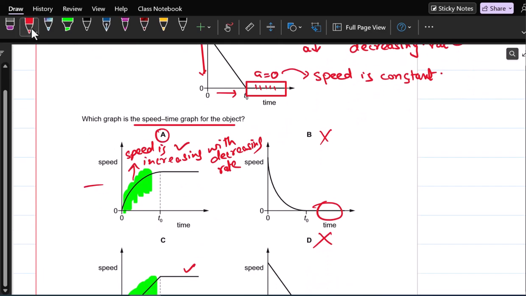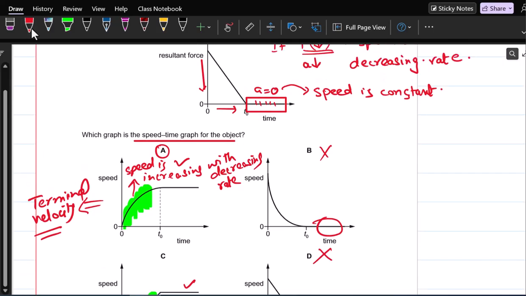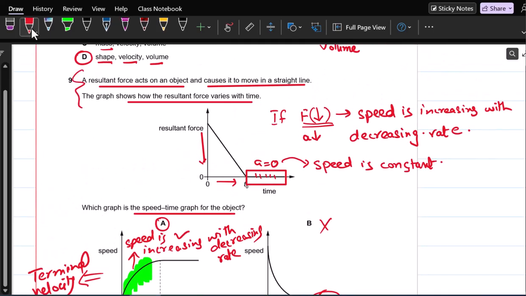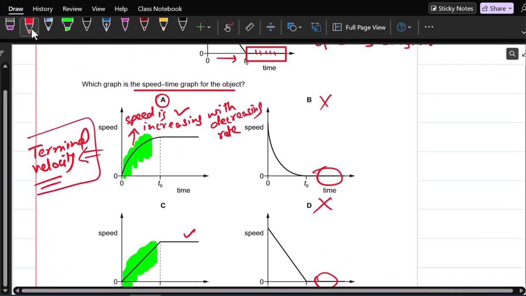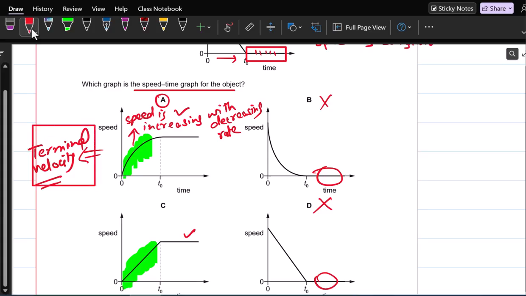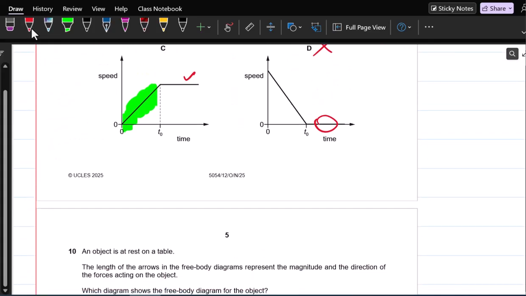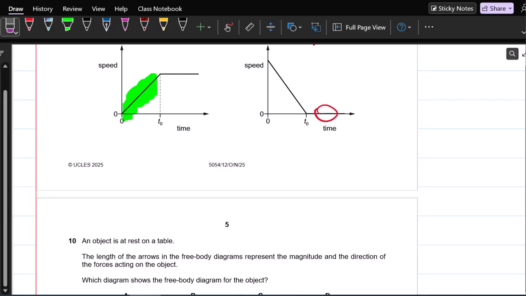And if you remember, this is also representing the graph of terminal velocity. Terminal velocity is the same case as this one. Same story, same graph for the resultant force. So the speed-time graph is going to be the graph here of terminal velocity. So A is correct, not C.